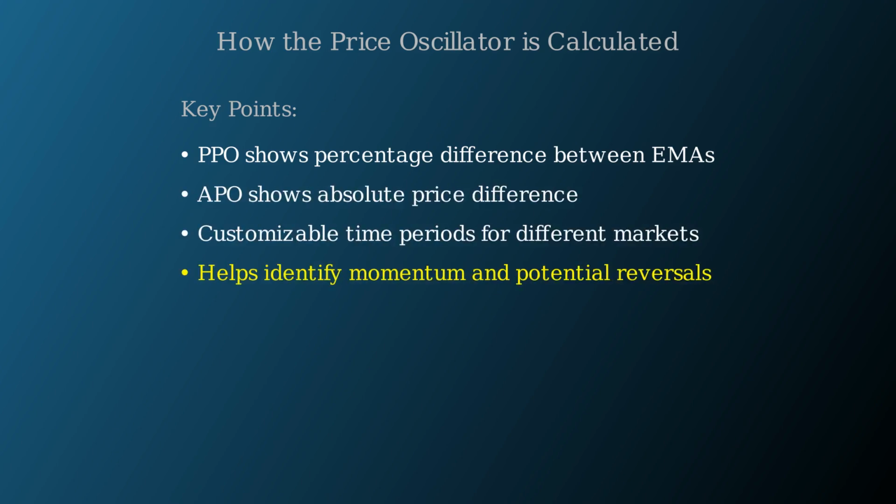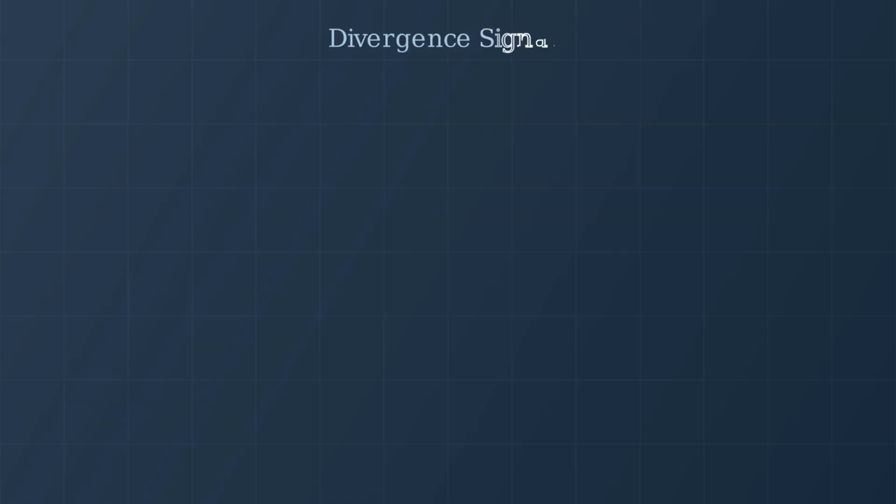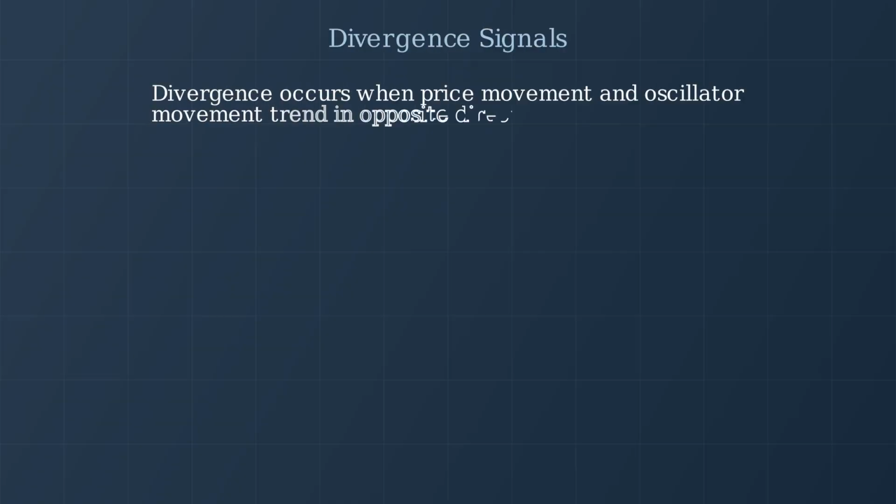Whether you use PPO or APO depends on your preference for percentage or absolute price differences. Both provide valuable information about market momentum. Divergence signals provide powerful indications of potential trend reversals. Divergence occurs when price movement and oscillator movement trend in opposite directions.